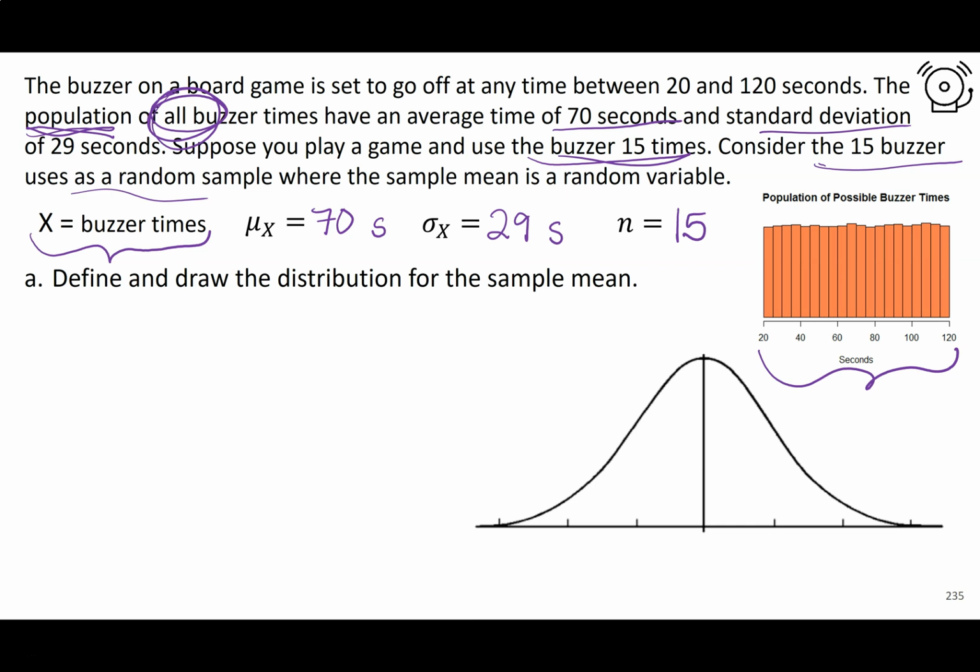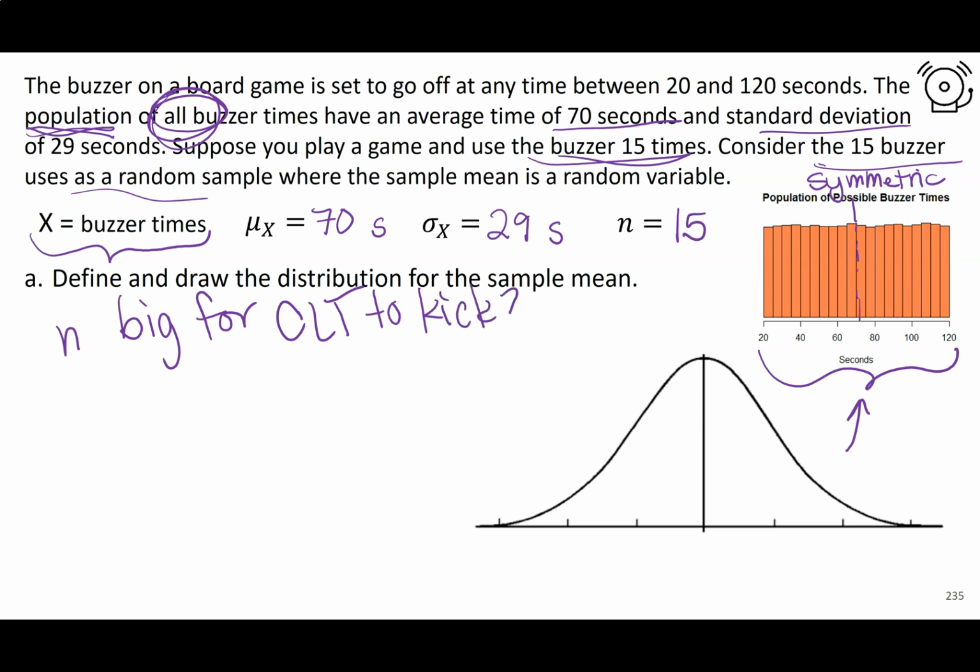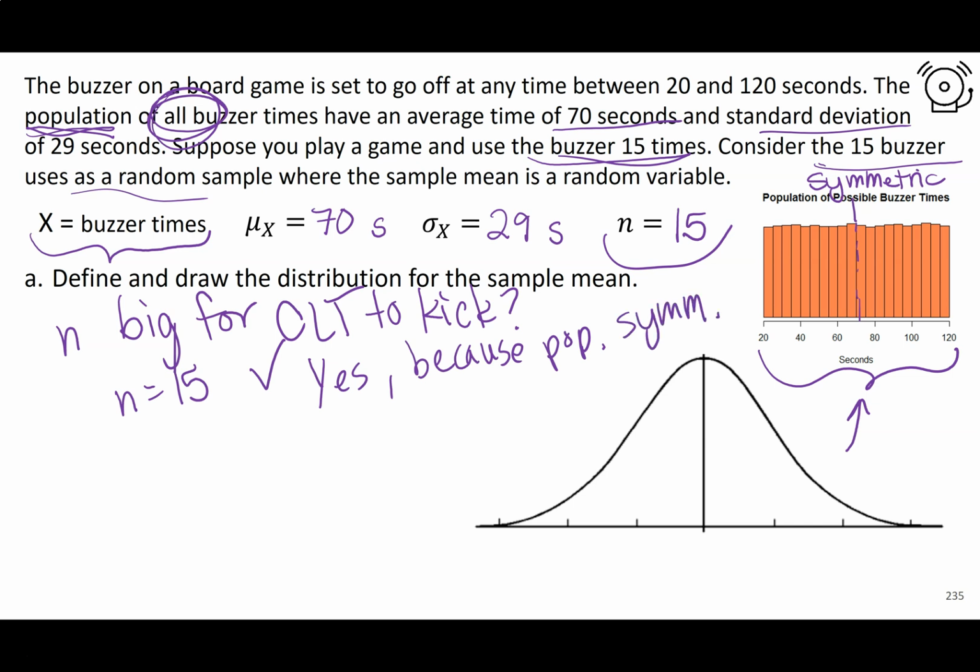So things to consider: this is a very symmetric distribution. In fact, I would argue it looks like a uniform distribution. So if I fold it in half, it would be roughly the same on each side. So I need n big enough for central limit theorem to kick in. If I take a sample of 15, yes. So n equals 15, yes, because the population is symmetric. So because the population is symmetric, a sample of 15 is going to be big enough.